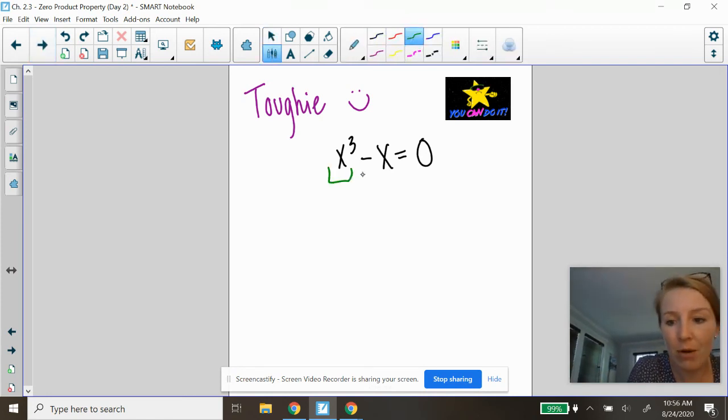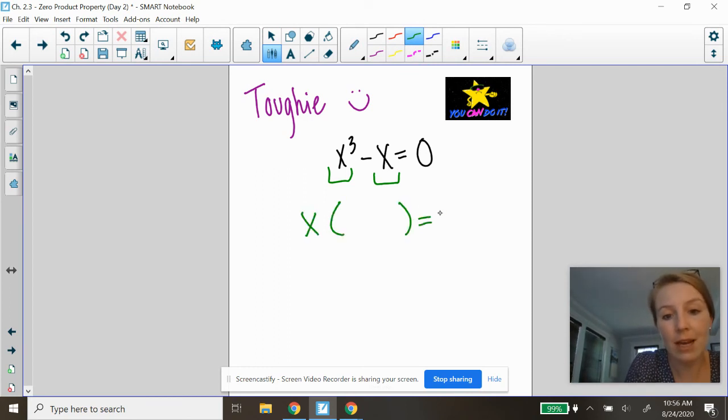Okay, I'm thinking about what my terms share. They share an x. So inside my parentheses, I'm thinking about x times x is going to get me to x cubed. X times what, sorry, is going to get me to x cubed? That's going to be x squared. X times what is going to get me to negative x? That's going to be negative 1.